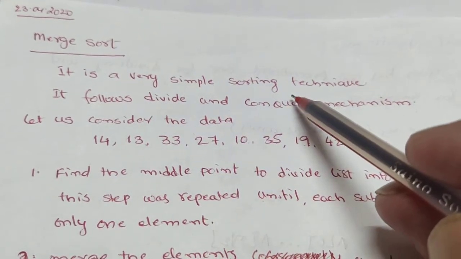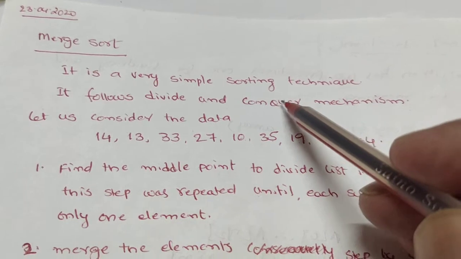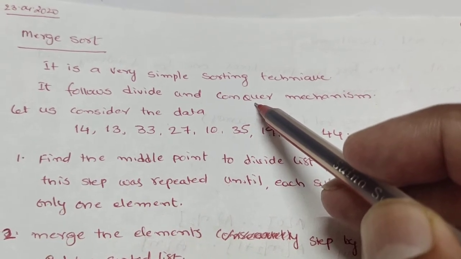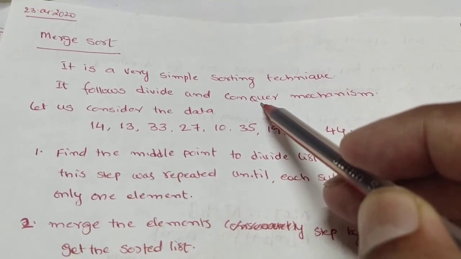The merge sort algorithm is a very simple sorting technique. It follows the divide and conquer mechanism. What do you mean by the divide and conquer mechanism?